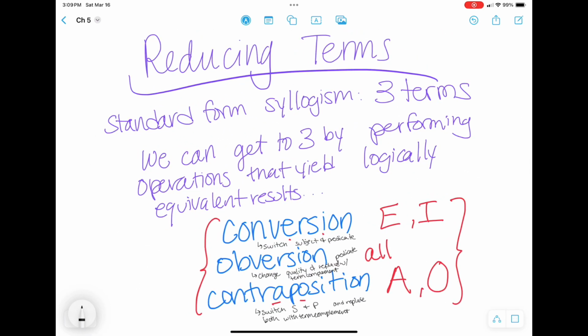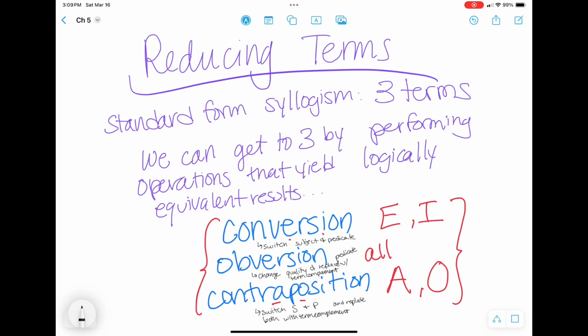So I hope me running through that example helps you get the concept of reducing terms. What we're trying to do is get down to three terms in a syllogism. And it may take some practice with running through examples yourself in order to feel confident in doing this, because it does take a kind of ability to think your way through, okay, which operations do I need to perform in order to be able to get this argument down to three terms.